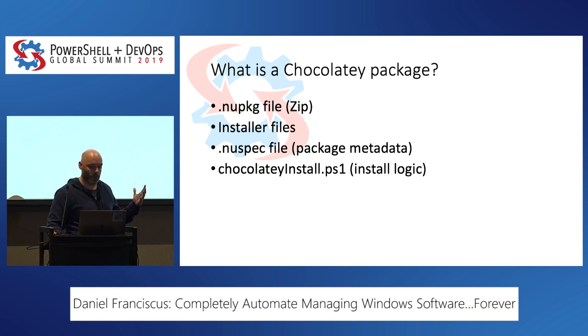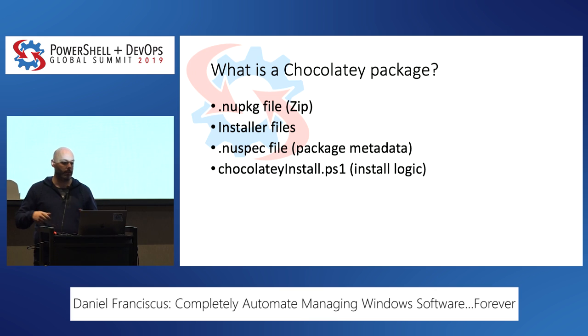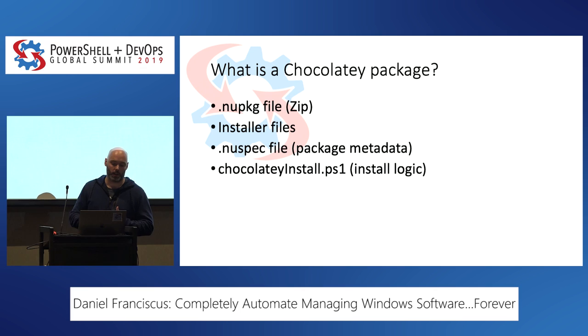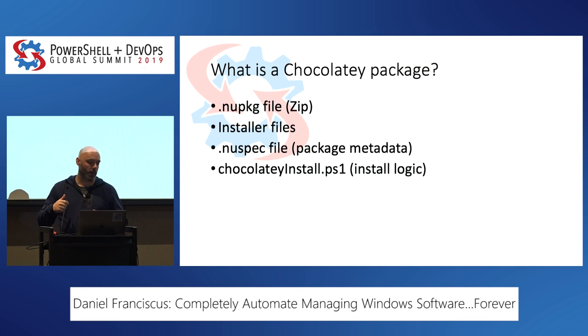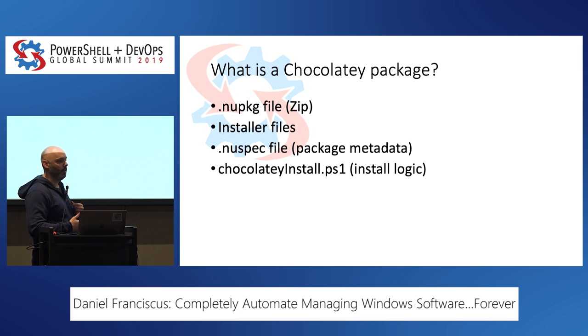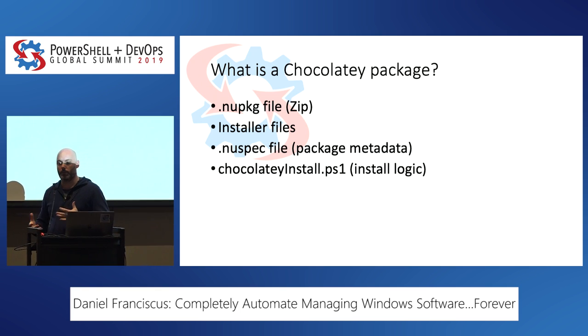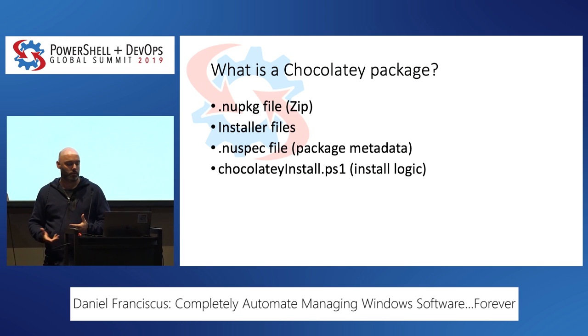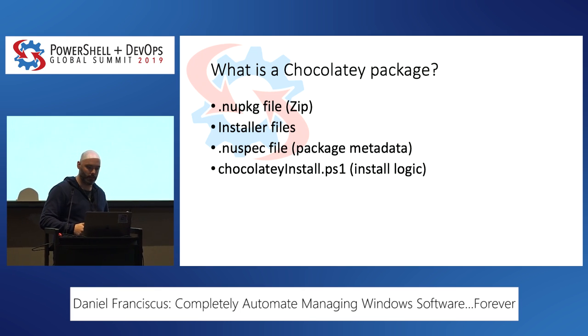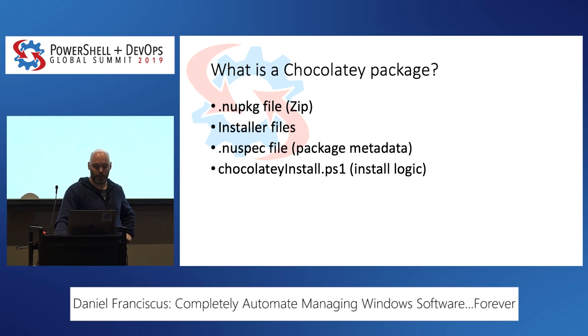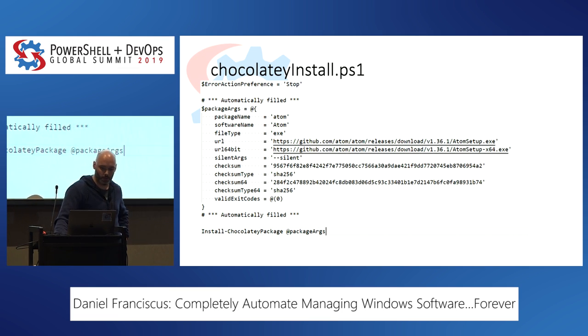So what is the NuGet package? It's basically a zip file. And inside that zip file, when you create it, there are some install files. They could be remote, could be local. A nuspec, which is your metadata for the package. I'll show that in a second, but it has the version, the name of the package, the description of what it is, dependencies, and then the Chocolatey install PowerShell script, which is the install logic. So it's basically just a PowerShell script that will do whatever you need to do to install a piece of software.